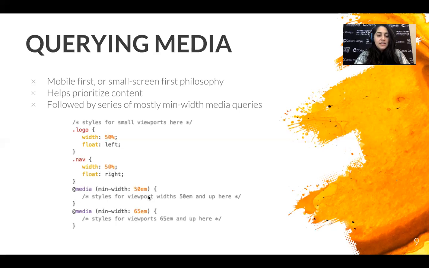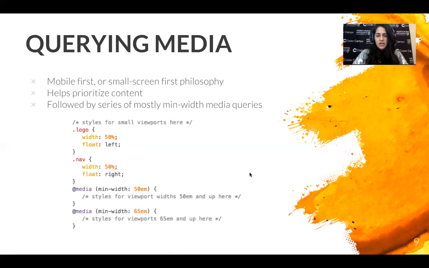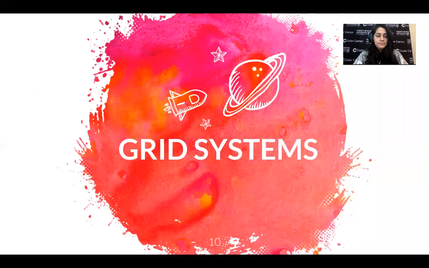So anything that's written in between these curly brackets is for styles for viewport widths that are 50 em and up. So if the minimum is 50 em, and you could put this in pixels, but it's best to keep it in an em kind of mindset. But just to start off, you can definitely start off with pixels. And then this one's 65 and up. So you can see the difference. And I'll show you an example a little bit later after the slides, so you can see that in action.